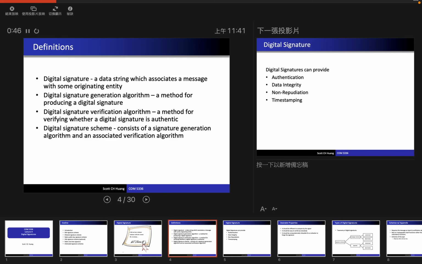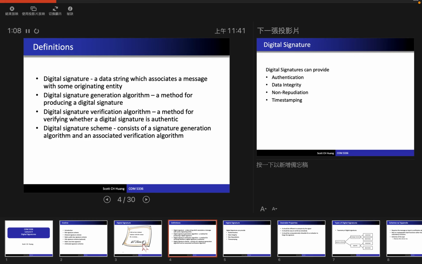It's a data string which associates with a message. In other words, this data string takes input from a message. So one input is a message. The other input is a key. And the digital signature has 2 algorithms.